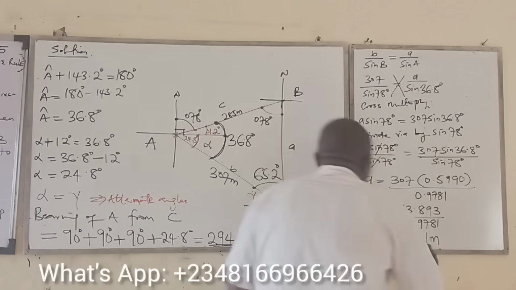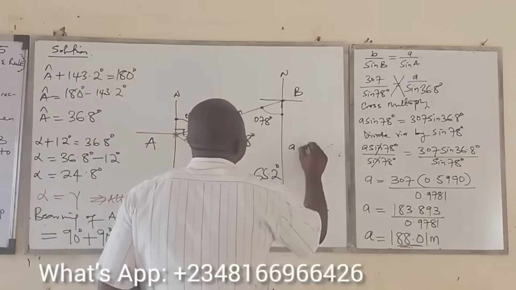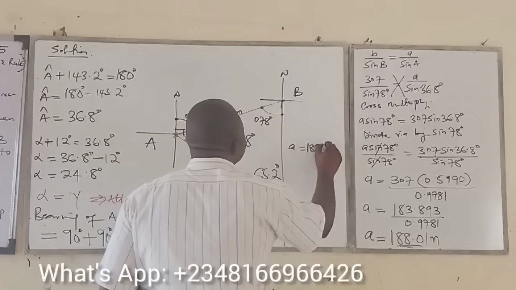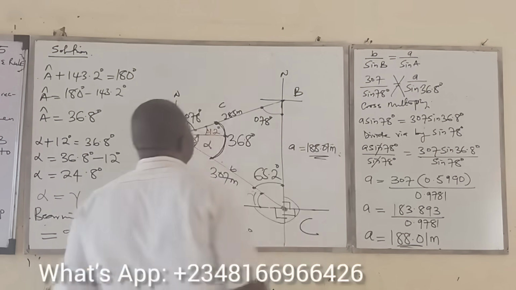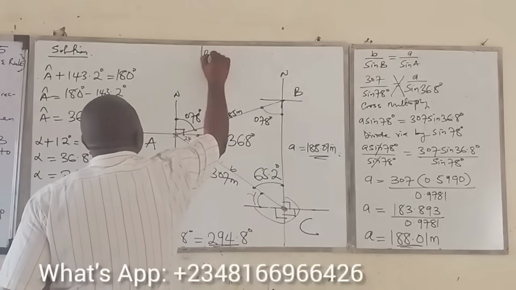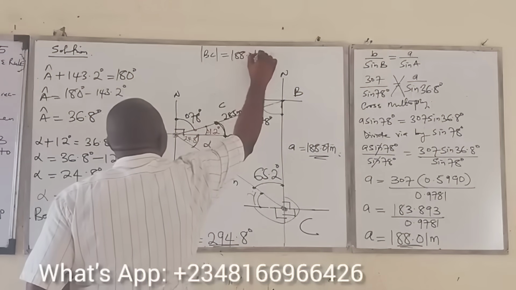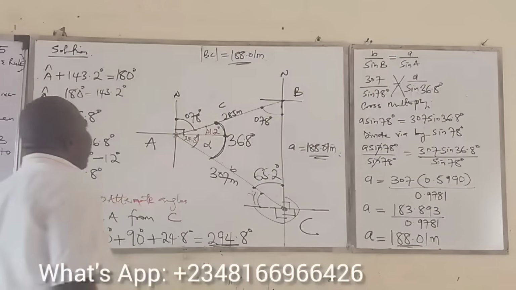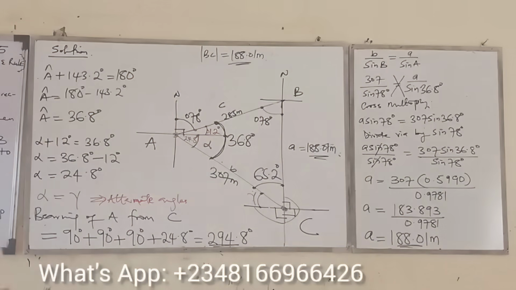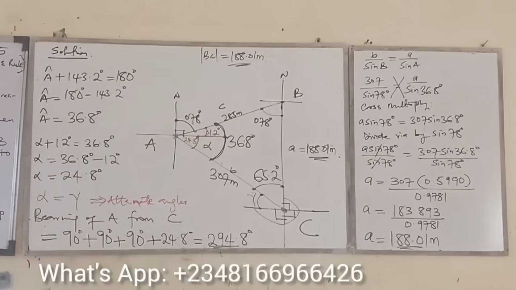188.01 meters. So the value of our a is 188.01 meters, and of course that's the distance BC. So our BC is equal to 188.01 meters. That's the distance between B and C. And of course, the bearing of A from C is 294.8 degrees. So that's question number 2.